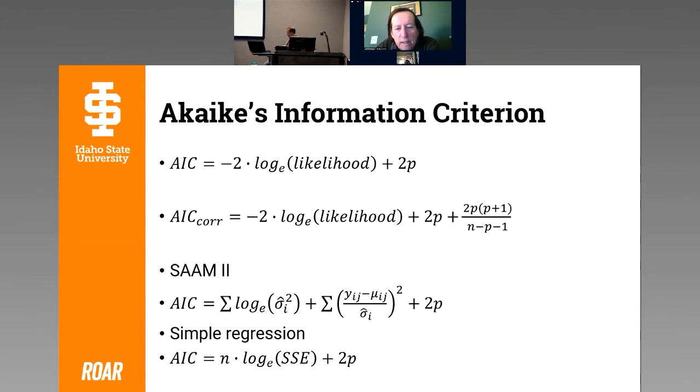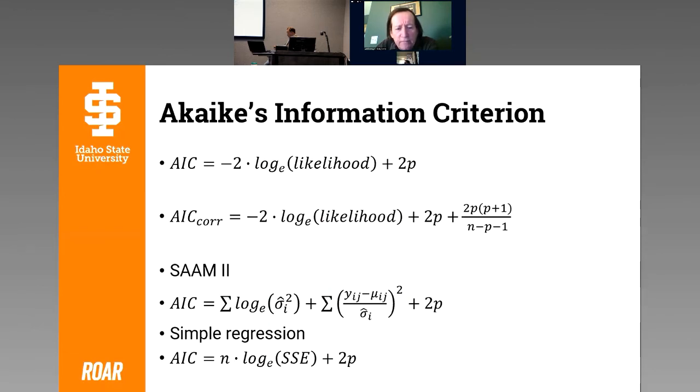And in SAM2, what happens is you have a variance associated with each compartment, and you have, of course, all of your transfer rates. However many variances you choose to optimize and however many transfer rates you choose to optimize sum up to what p is. The things that are optimized rather than fixed at known values make up p. And so for simple regression, of course, it's a very simple calculation. It reduces down to something very simple because there are a lot of extra simplistic assumptions.